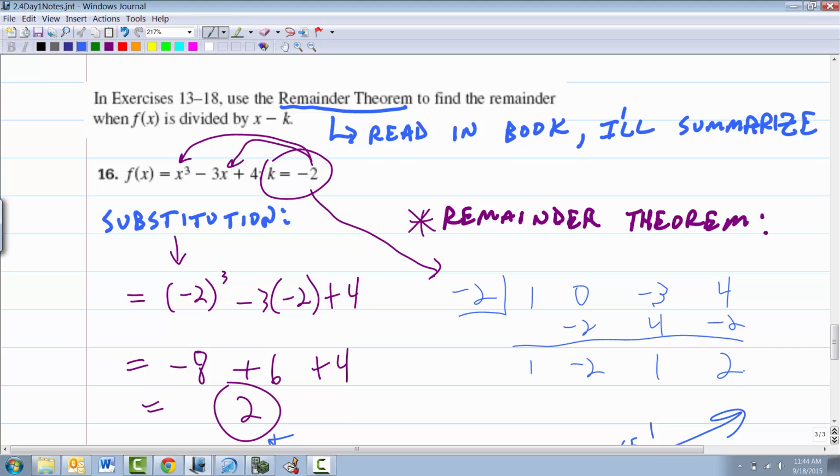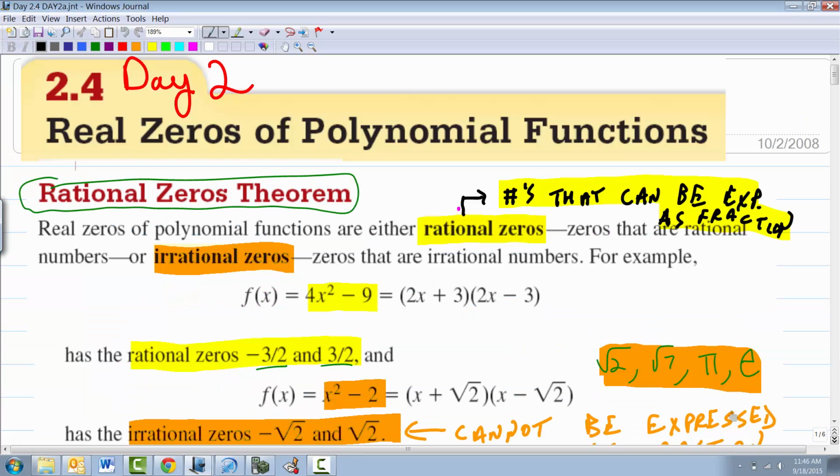This is what the remainder theorem says. The remainder of a synthetic substitution statement equals the output value if I would have plugged that same number in for x and evaluated.